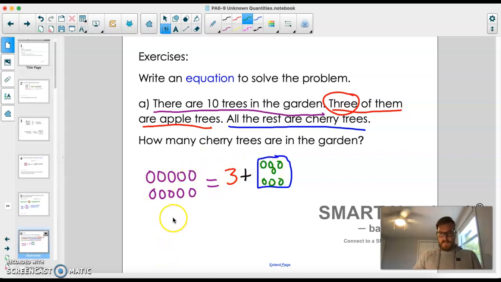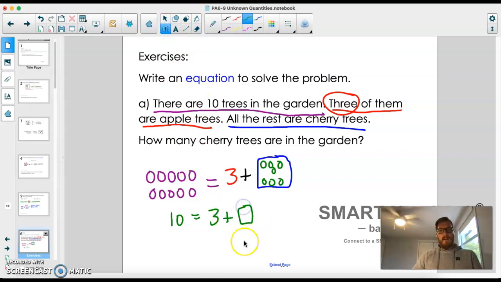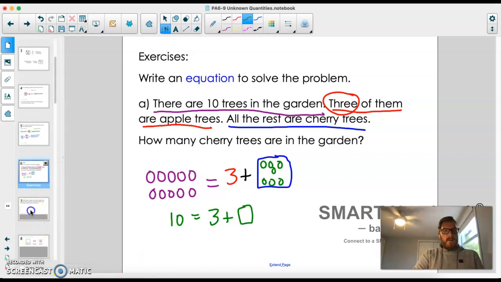What I could also do is just start using numbers and say, well, 10 equals 3 plus an unknown. You could write it this way as well, and that will work too. In fact, that will work very well for number 3. So if you want to pause it real quick, you can work on number 3 in your workbook.